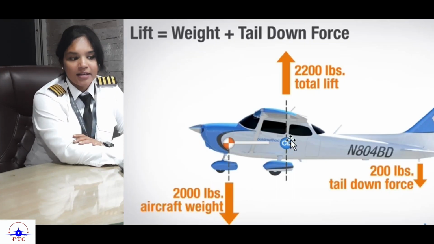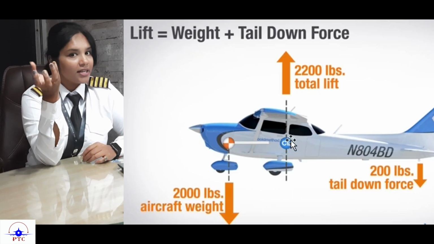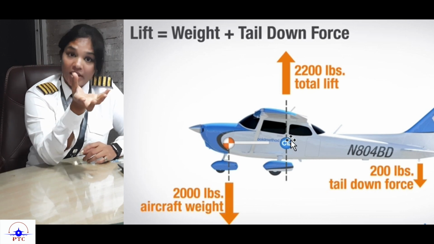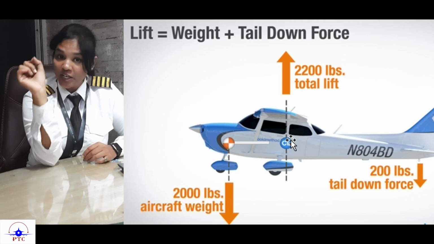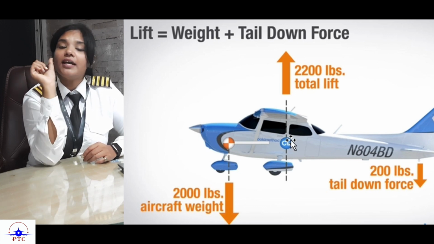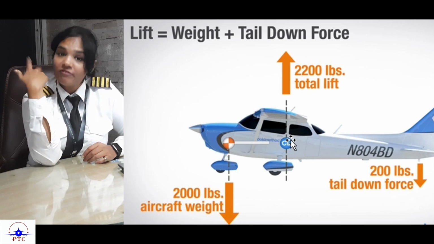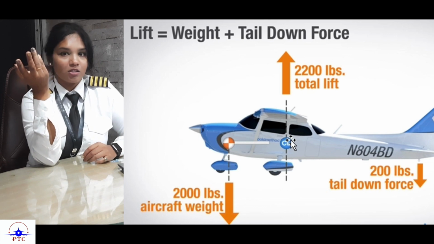Now, elevator, let me explain this to you. Elevator is basically controlling the pitching movement of the aircraft. Okay, now let me tell you this. If you see the center of gravity and center of lift: center of gravity, like I said, is an imaginary point where all the weight is concentrated, and center of lift, or correction, center of pressure, CP, is an imaginary point where all the lift of the aircraft is considered to be concentrated.